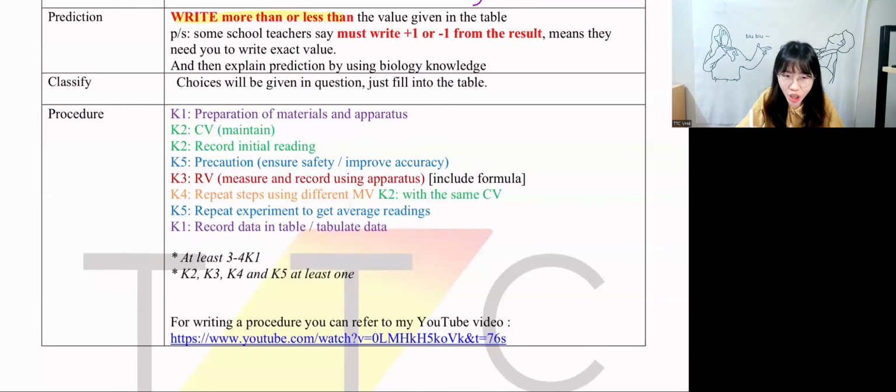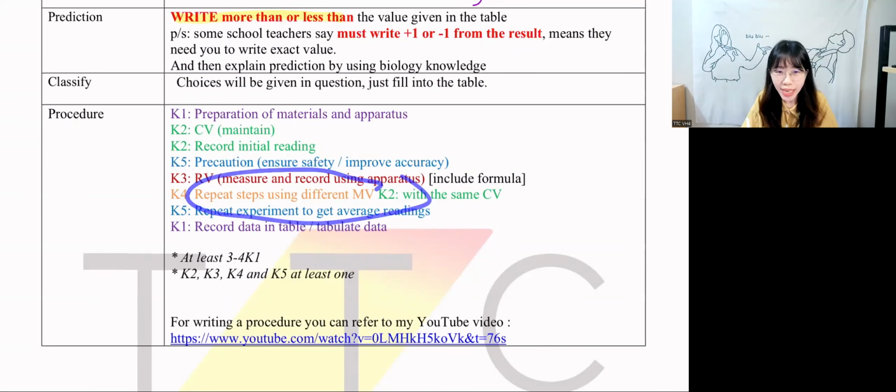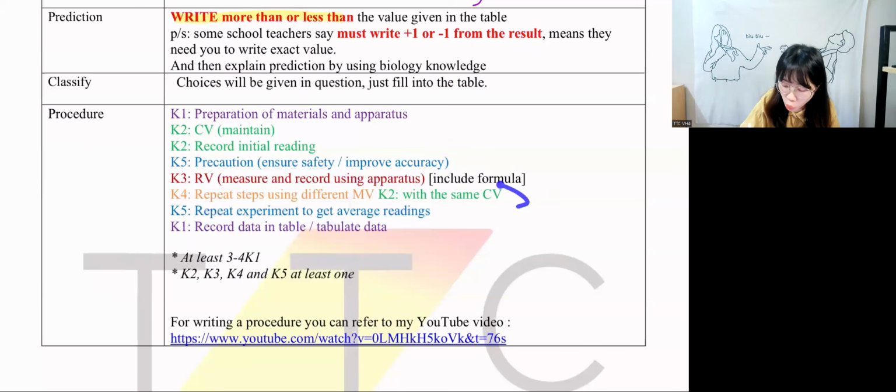And you have to measure and record your responding variable. And then you have to repeat by using a different manipulated variable with the same constant variable. It means that with the same 20 ml of distilled water, you repeat the experiment to get an average reading. For energy value, I don't think you have time to do that. Of course you can, but if there's no time, you don't have to repeat. Then you record in a table and show the table. So this is how we write a procedure.